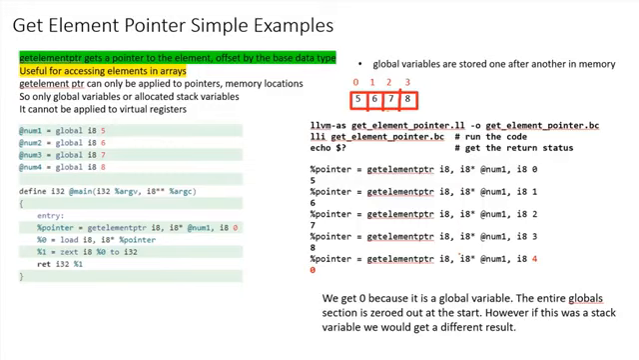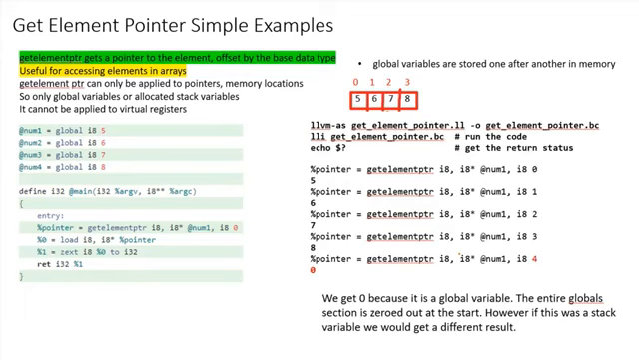Now we are going to look at the get element pointer instruction, which is rather tricky to understand for beginners. The get element pointer instruction gets a pointer to the element offset by the base data type. It is particularly useful for accessing elements in arrays, but it can be used to arbitrarily index and access any memory location.